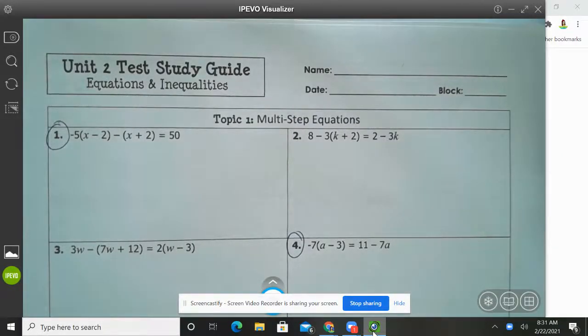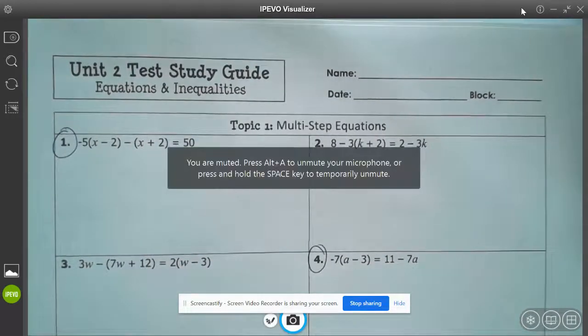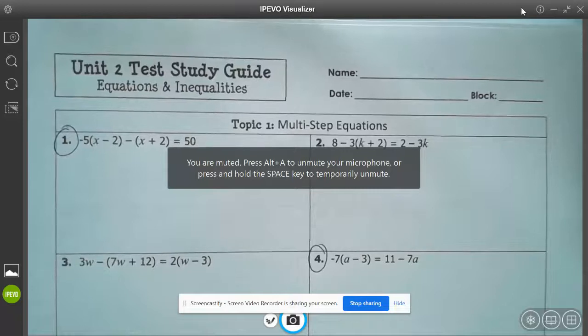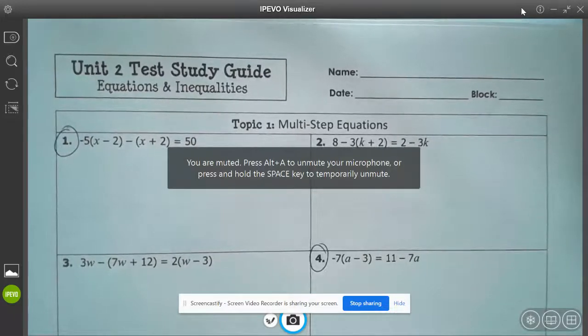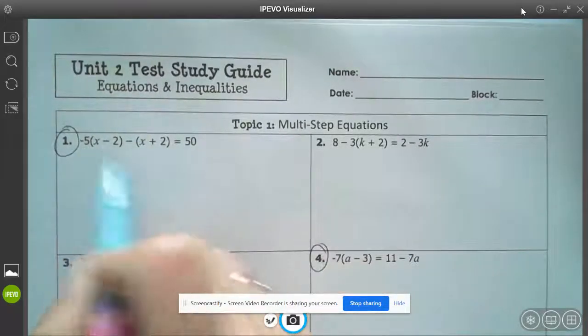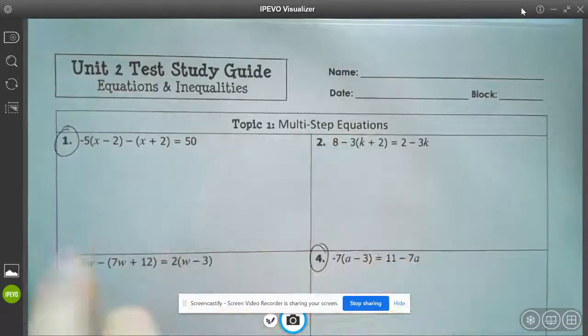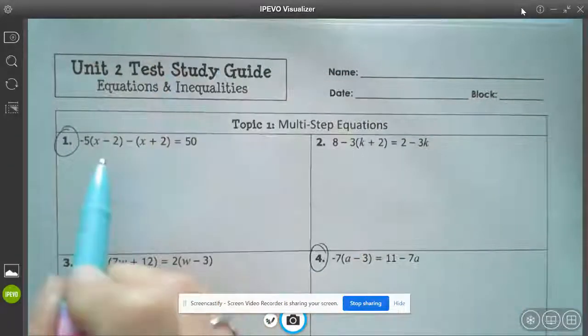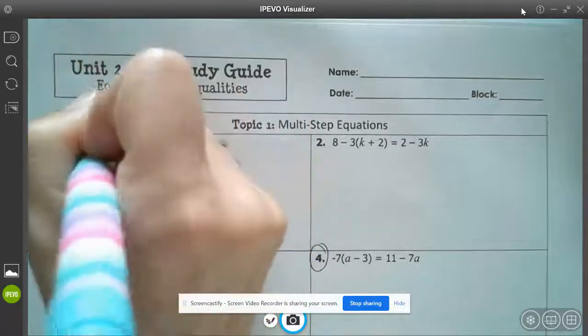Okay, students, so this week we're going to do a review of all the stuff that we've done so far. All right, so let's start by reviewing multi-step equations. So how did we do this? We're going to look at the ones that are circled.